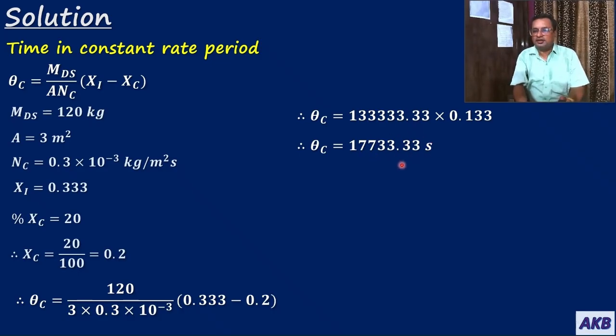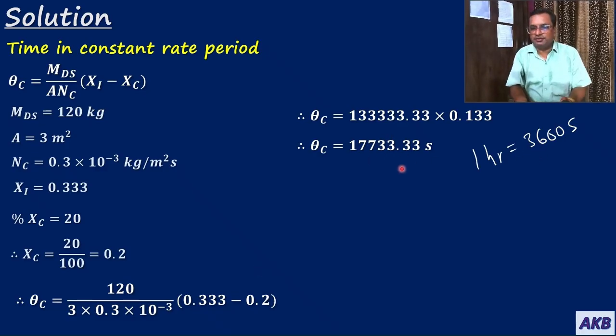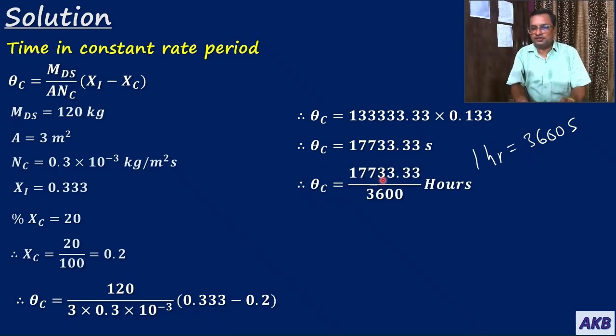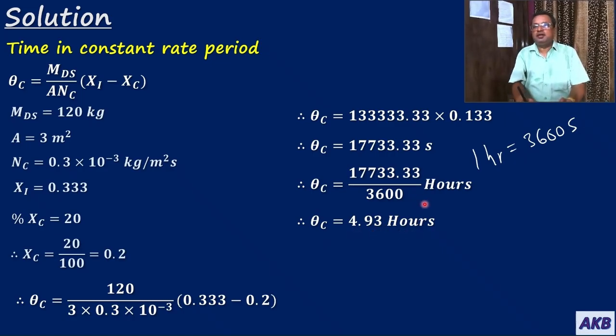We can convert this to hours by dividing with 3600, because we know in 1 hour there are 3600 seconds. So by dividing this quantity with 3600, we will be getting theta c in hours. So therefore theta c is equal to 17733.33 divided by 3600 hours. So that is theta c is equal to 4.93 hours. So therefore time required for drying in the constant rate period, it is 4.93 hours.